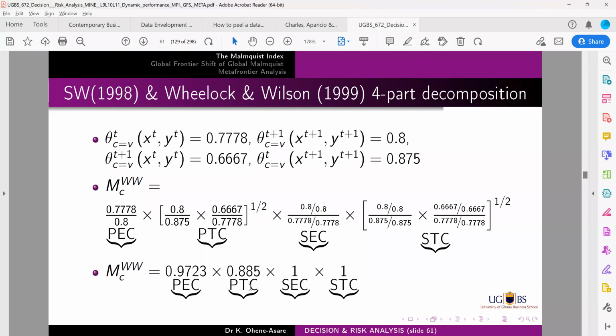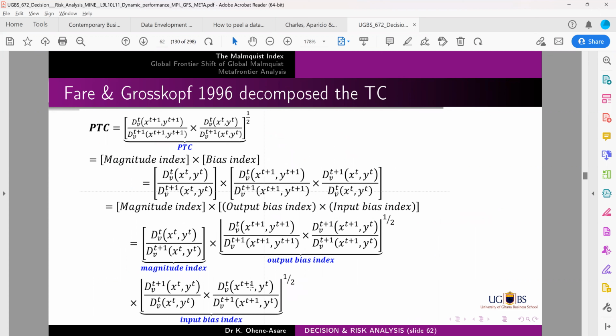There is another decomposition. I will not talk deeply about it. I'll just show you. It's another 4-factor decomposition, and this is by Fair and Groskopf. They gave different names. I've written this in distance functions. Of course, if you want them in efficiency, just take the reciprocal. And they call them magnitude index, input bias, and output bias. And this is only for the pure technological change. So the scale is there.